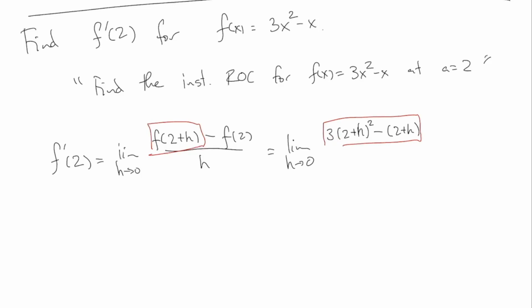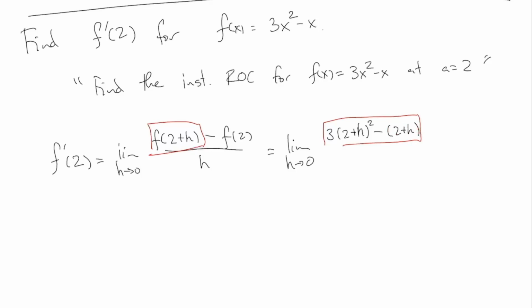Where does 3 come from? It's because this is the function I'm plugging into. So it begins with a 3. Then you have x squared, but I'm using 2 plus h instead of x, so it's 2 plus h squared. And then it has a minus. And then it has x, but instead of x, I'm using 2 plus h. So it's like that. And you better put those parentheses because the minus sign is going to distribute and mess you up if you forgot the parentheses.